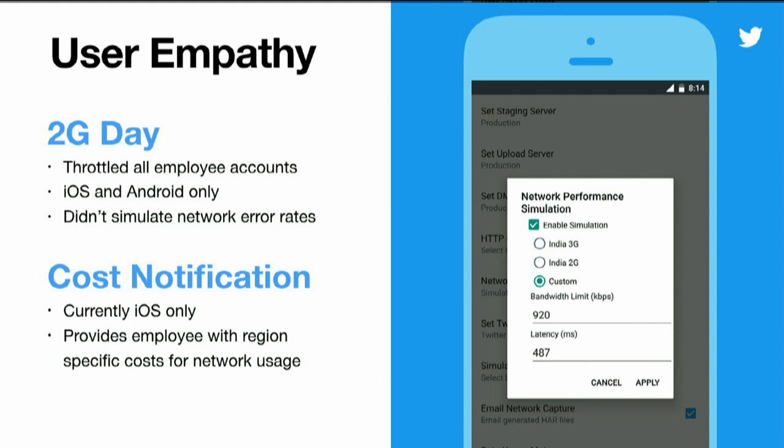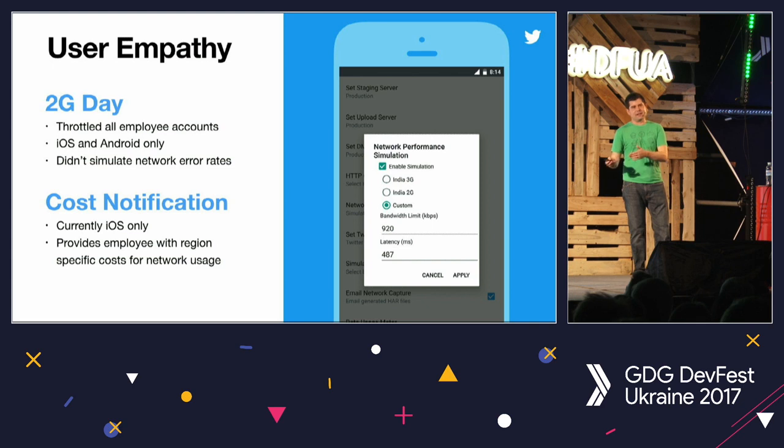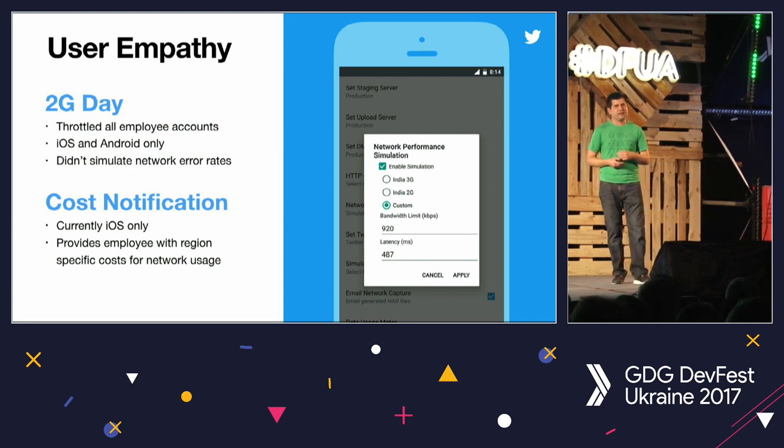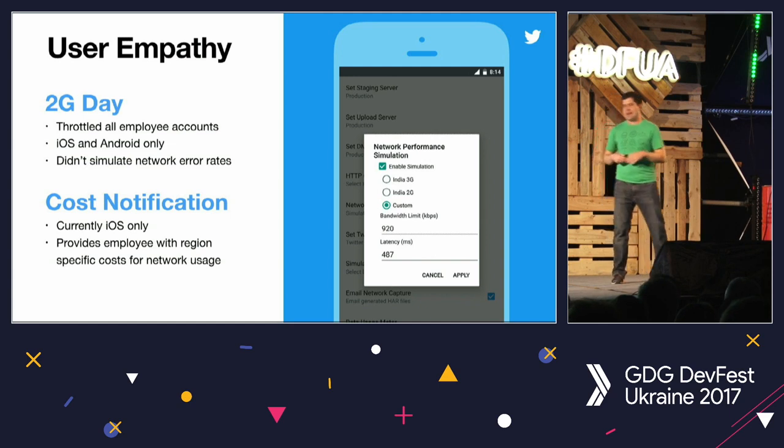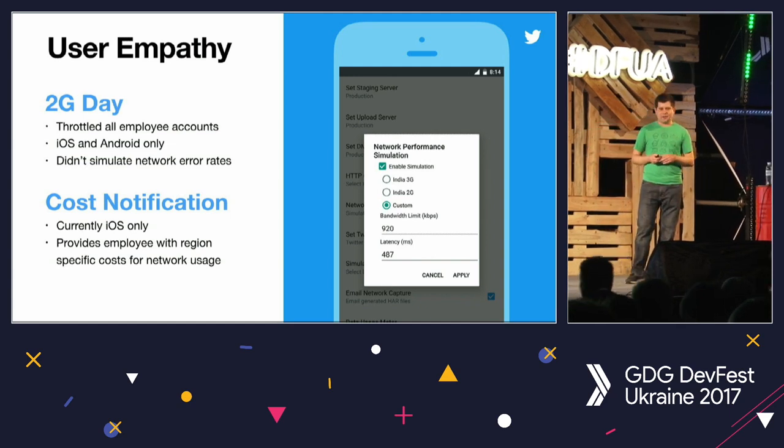And we also do cost notifications. As you go through and you're scrolling each day, it'll say, hey, that same amount of data you used on your unlimited plan here would have cost you $5 in Mexico. That's a lot of money. So that kind of gives you a feel for how much data we're using.